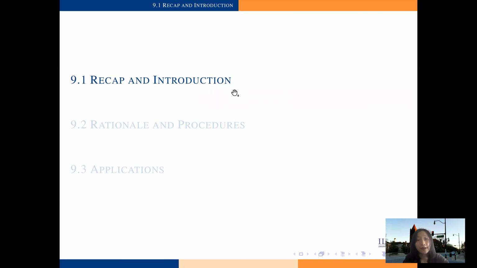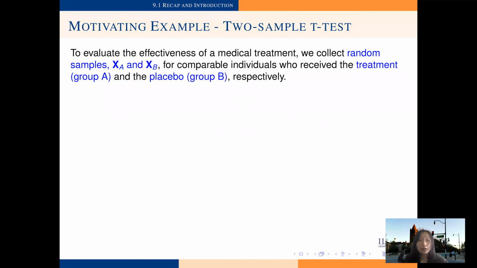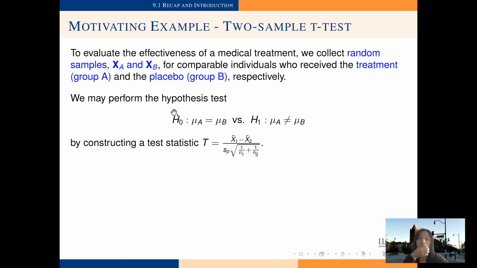Let's consider a motivating example. To evaluate the effectiveness of a medical treatment, we collect random samples, XA and XB, for comparable individuals who received the treatment, denoted group A, and the placebo, denoted group B, respectively. We may perform the hypothesis test where the null hypothesis is that the mean of the outcomes in group A and group B are equal. The alternative might be two-sided, where they are unequal. If you want to do one-sided, that's an option too.